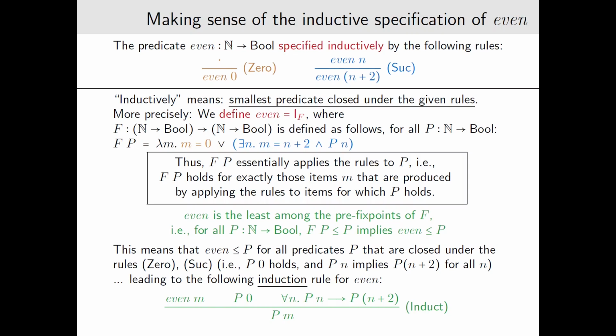Well, you prove that P of 0 holds, and you prove that for all n, P of n implies P of n plus 2. If you have done this, you have proved P of m for all m. Basically, this implication between even of m and P of m has been split, and even went on top of the rule. So this is the perhaps less intuitive, but more proof-friendly version of the least prefix point predicate. This is sometimes called rule induction. Whenever you do rule induction on the definition of even, this is what essentially happens.